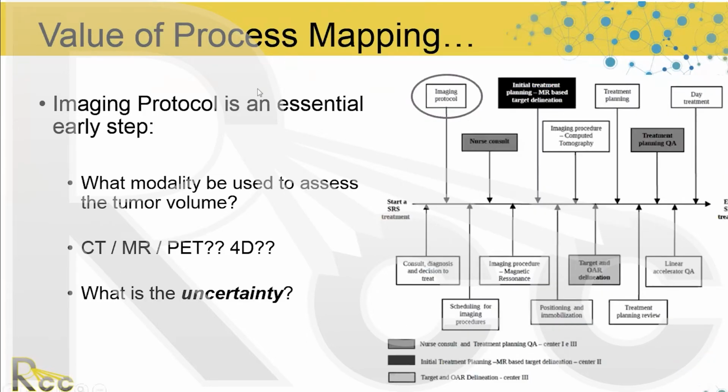I mentioned this again before, the value of process mapping. So mapping it out, understanding each element and how it contributes to your overall uncertainty, and whether your imaging protocol, what are you going to use and what's the uncertainty for that. And I mentioned that before about PET CTs, understanding the alignment issues and being mindful of them.